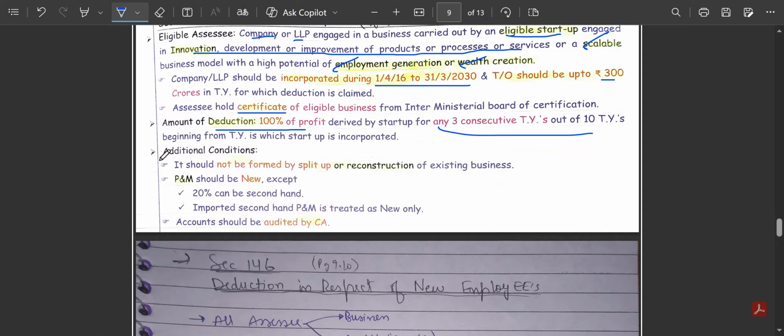And there are these additional conditions. Firstly, it should not be formed by split up or reconstruction, means it should be a new business altogether. Then the plant and machinery used should be new, except we can tolerate up to 20% of second hand machinery. And in case it has imported second hand machinery, then that is also considered as new machinery only. This condition is there because in case of imported second-hand machineries, we know that nobody has claimed deduction in respect of the purchase cost or the depreciation for such machinery. That is why the income tax allows imported second-hand machinery to be treated as new machinery only. Then its account should be audited by a CA.